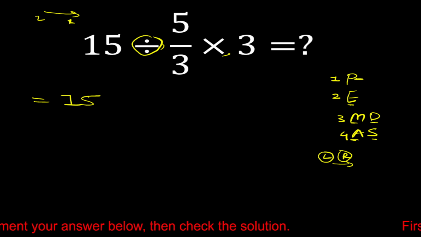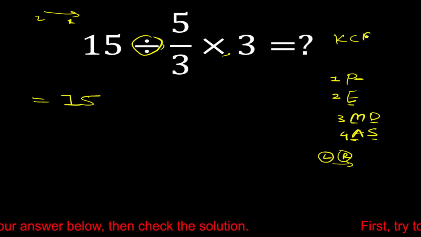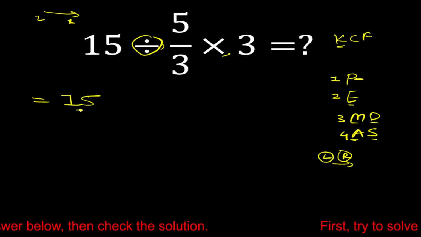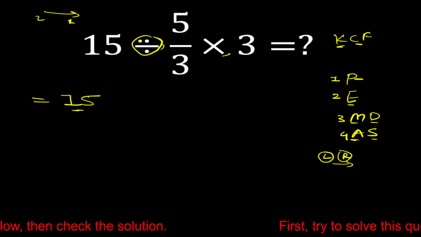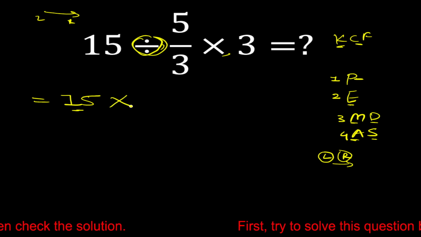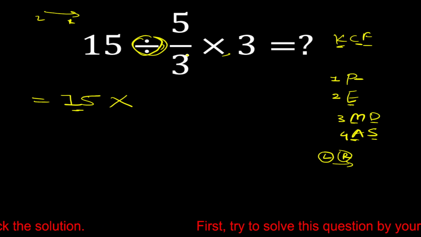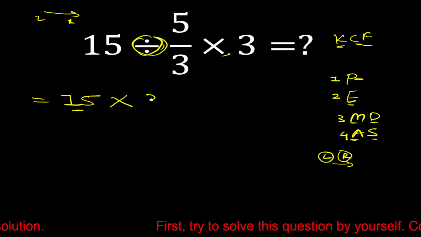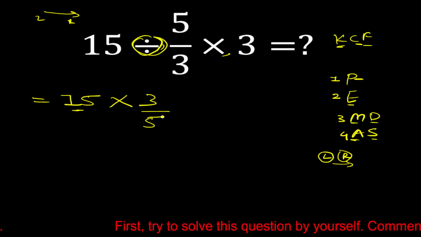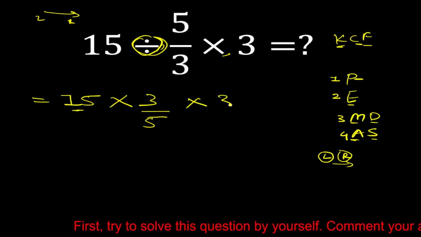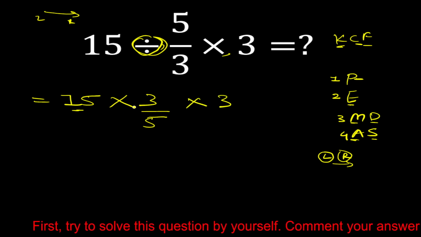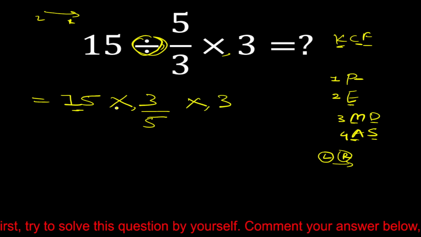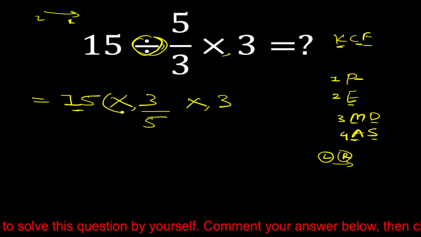Now according to KCF rule, K means keep this 15 as it is the same, C means change this sign from division to multiplication, F means flip this fraction, 5 by 3 flips to 3 by 5. Okay, multiply 3. Now here is multiplication and here is multiplication. So first we have to solve this multiplication.